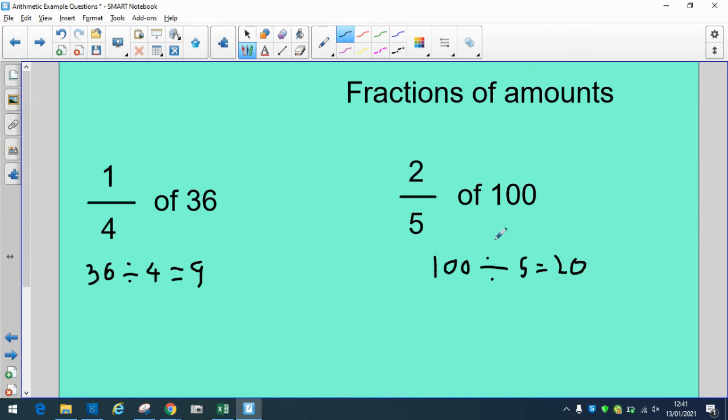Okay, and now because our numerator is 2, all we need to do then is times 20 by the 2, to then tell us what the fraction of the amount will be. So 20 times by 2 will equal 40. Remember, when you're timesing by 2, you are simply doubling that number.